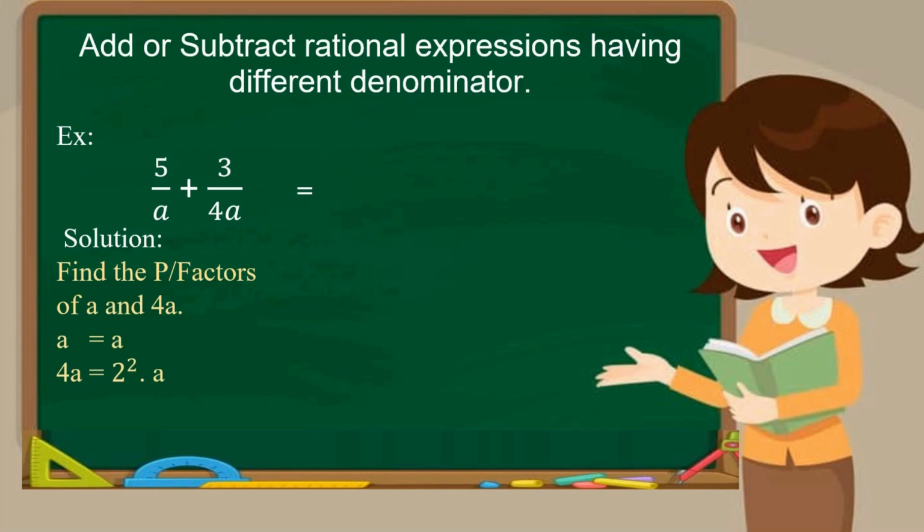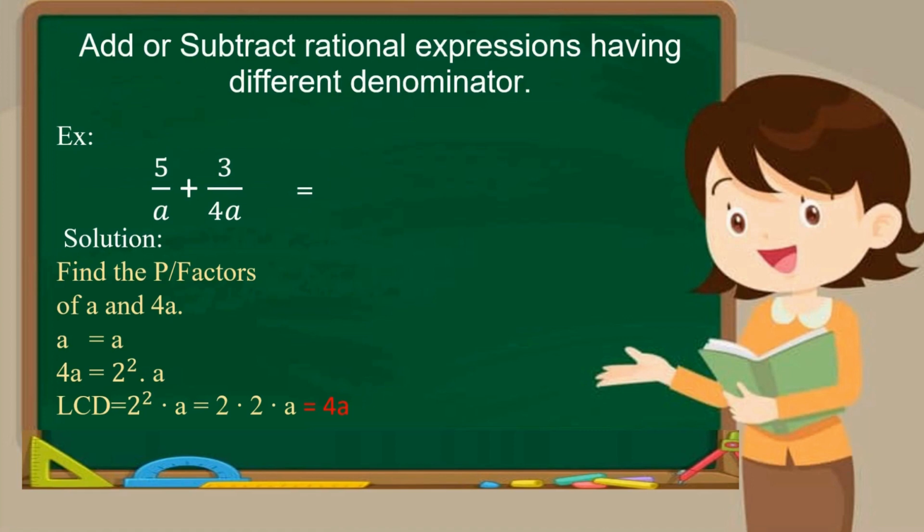So we now can write the lowest common denominator. Okay, let's get 2 squared multiplied by a, since it's a common factor for both of a and 4a. So 2 squared now is 2 times 2 times the a being the common factor. We have an LCD of 4a.